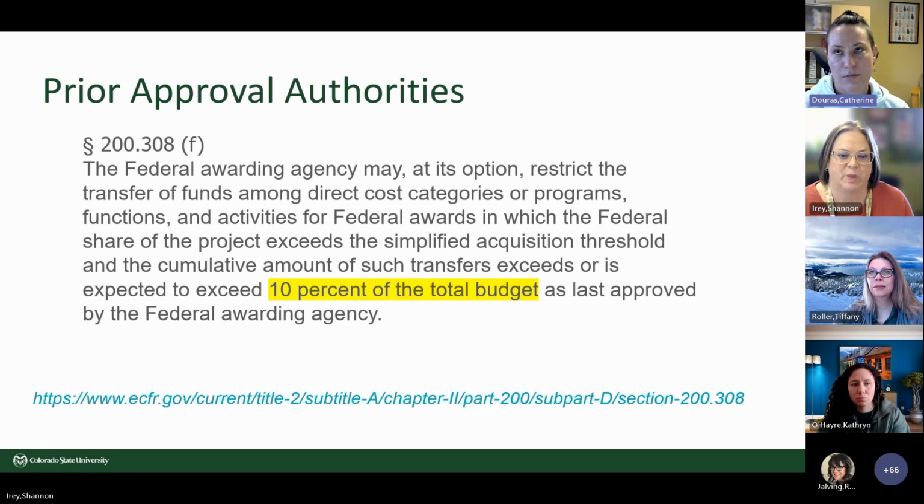I had an amendment recently with USDA ARS where we're moving between foreign travel and domestic travel. And even though we're moving within 10% under, they still needed us to at least let them know that that's what we're doing. So that's the communication piece that is always going to be happening.